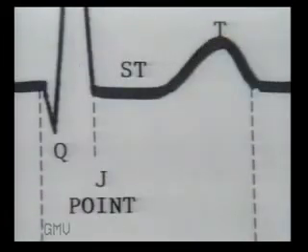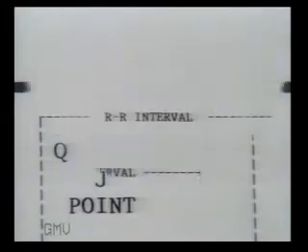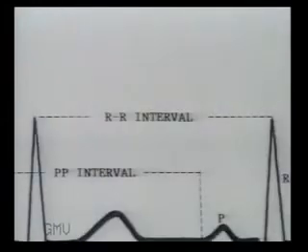The line between the QRS complex and the T wave is termed as the ST segment, and the point of junction between the QRS complex and the ST segment is called the J point. The time interval from the apex of one R wave to the apex of next R wave is termed as the RR interval. RR interval is related to the heart rate or rate of ventricular contractions.